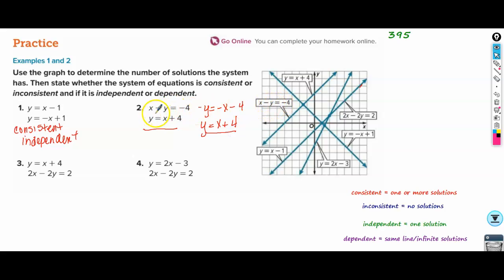But what you notice here is now these are the same line. They have the exact same equation. See, this was the second one, this was the first one. They're the exact same line. So if they're the exact same line, they are consistent because they have one or more solutions. But they are dependent because they're the same line. So this would be consistent and dependent.